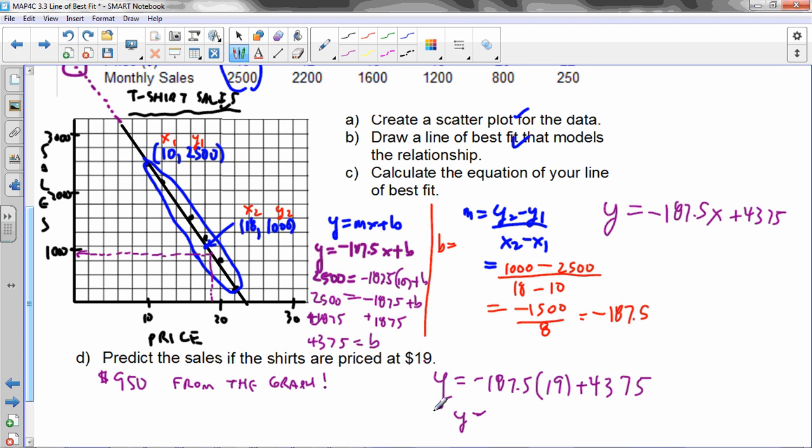This goes into a calculator. 19 times negative 187.5 plus 4375 is about 812 on my calculator. So, and that's in the ballpark there. I know it's more than 750. 812.50, and I should have a sentence.